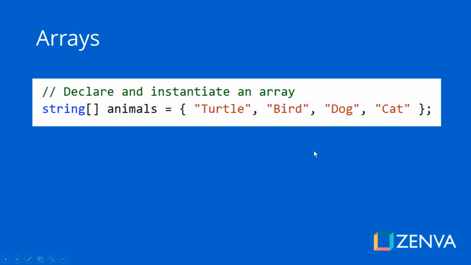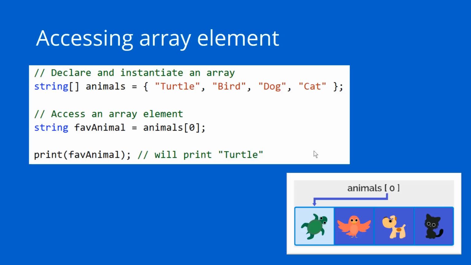And an important concept when it comes to arrays is that of indices. Each element in your array has a corresponding index, and counting starts from 0. The first element of your array is element 0, and it goes all the way to the length of the array minus 1. So for example, this array has 4 elements, so these will be index 0, 1, 2, and 3.